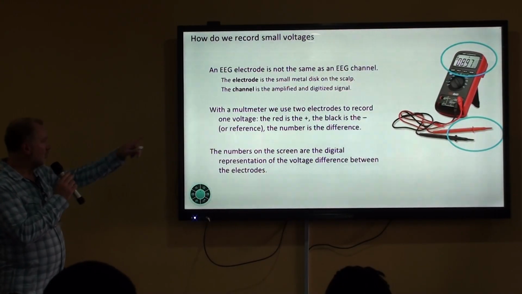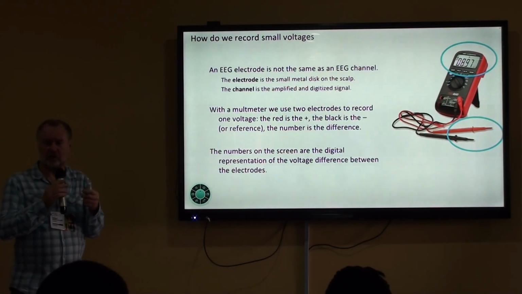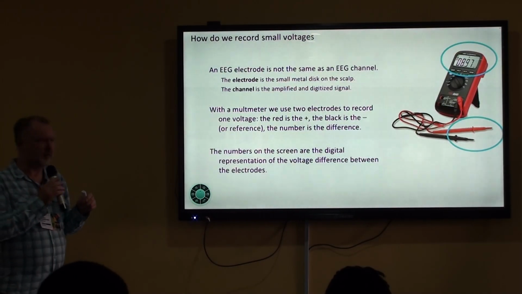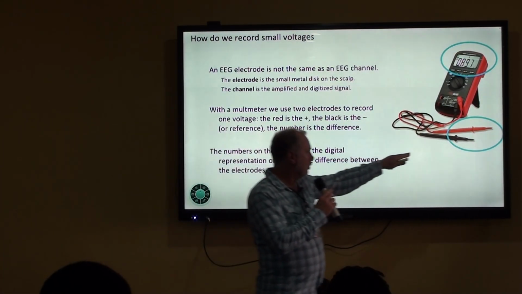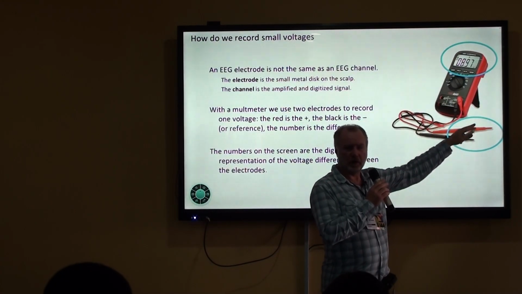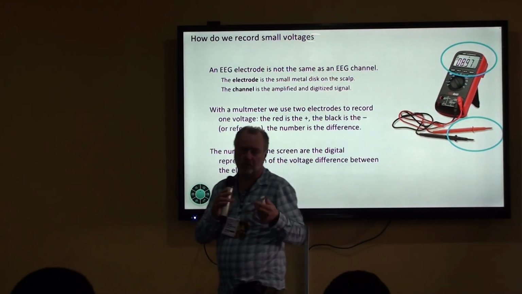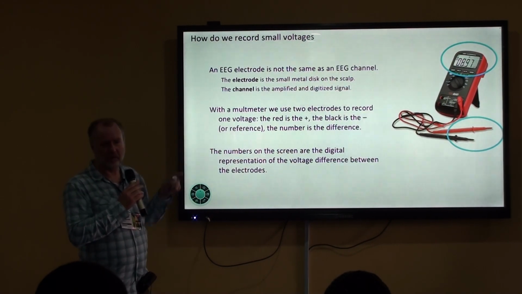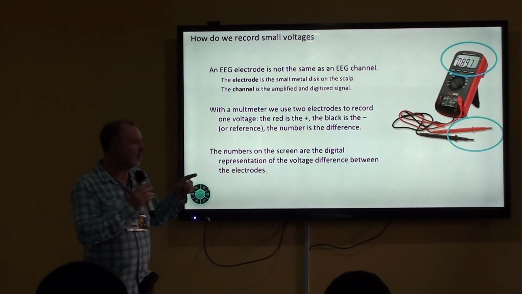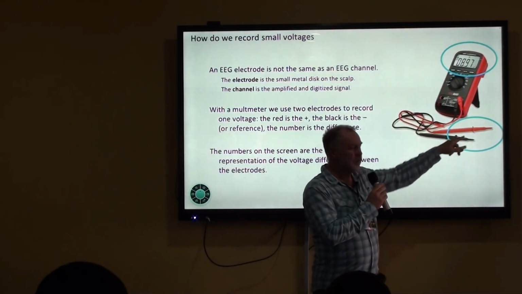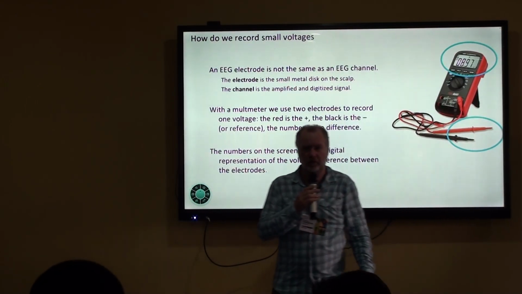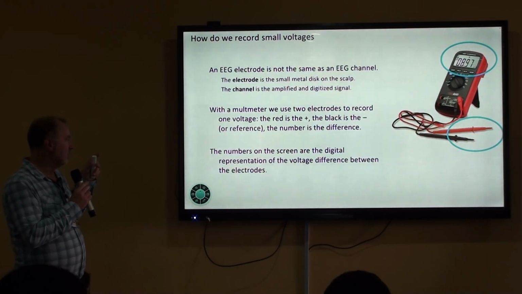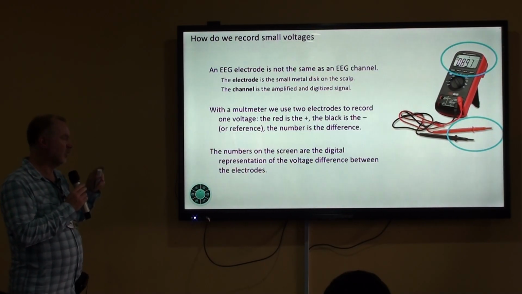So if you look at this multimeter, which you can use, for example, to check electrical appliances, we use 2 electrodes to record a potential difference. We have the black wire and we have the red wire. And the difference between the red and the black, so the voltage at the red wire minus the black wire, is the number that is being displayed. So what you can see here is 2 electrodes, 1 channel. The numbers on the screen are the digital representation of the voltage difference.